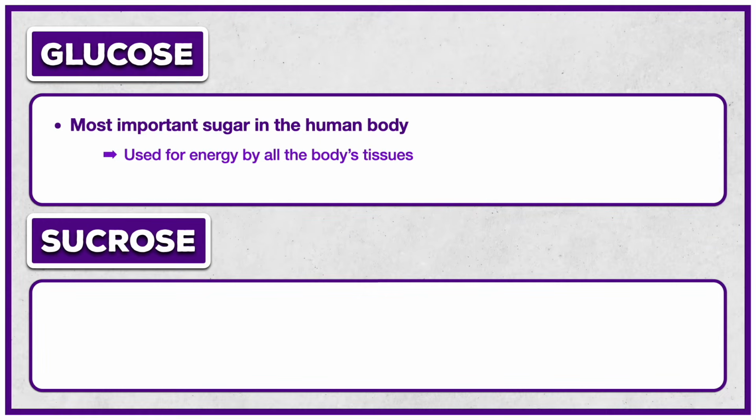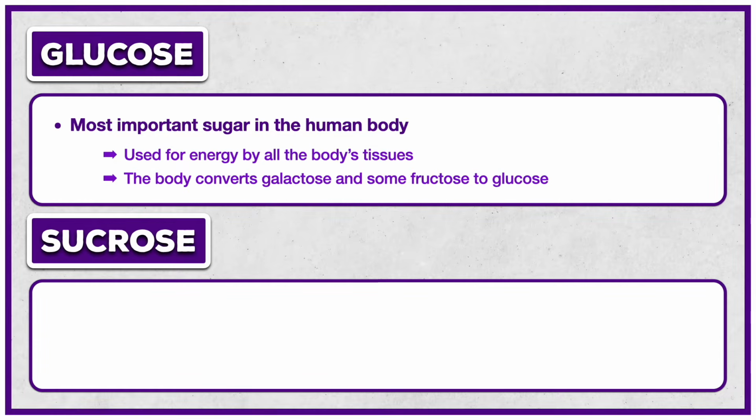Some additional information about the sugars I'd like you to know is that glucose is the most important sugar in the human body. That's because it's used for energy by all the body's tissues. In fact, it's so crucial that the body converts galactose and some fructose to glucose. That conversion occurs in the liver.